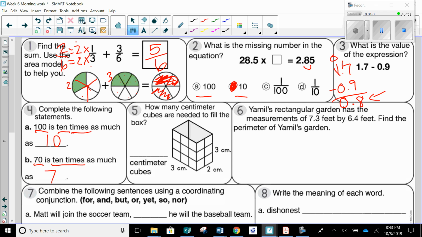All right, then let's look at number 5. It says, how many centimeter cubes are needed to fill the box? For me, the easiest way is just to take my length times my width times my height. It doesn't matter which ones you multiply by what. You're going to get the same answer. If I do 3 times 3, that's 9. 9 times 2 is 18. If I do 3 times 2, that is 6, and 6 times 3 is 18.